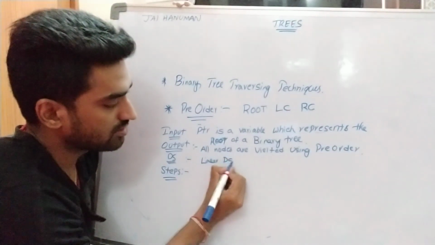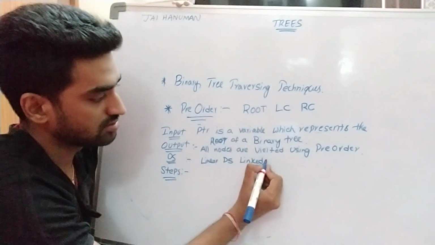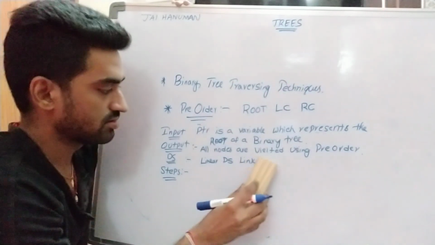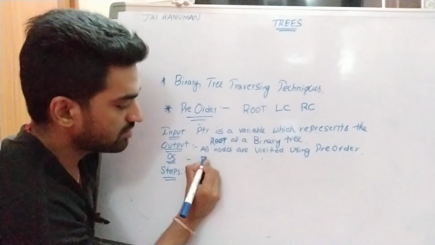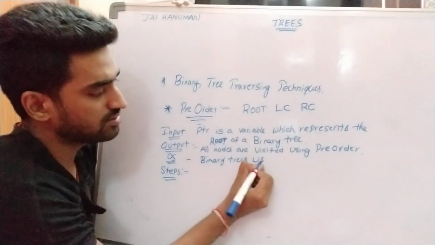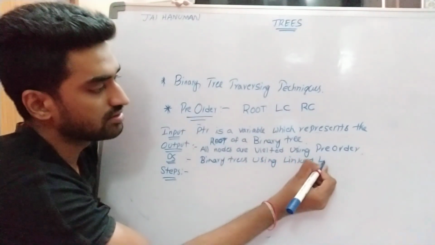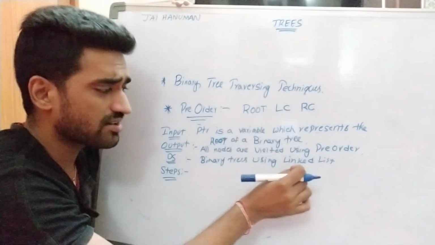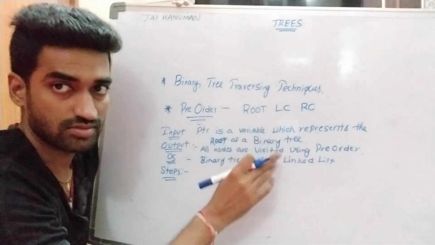Linear data structure, linked list, or binary trees using linked list. So simply here I am writing binary trees can be represented with the help of linked list. So based on address only we can traverse from one node to another node. So that's why here I am taking the linked list concept, not array, right?